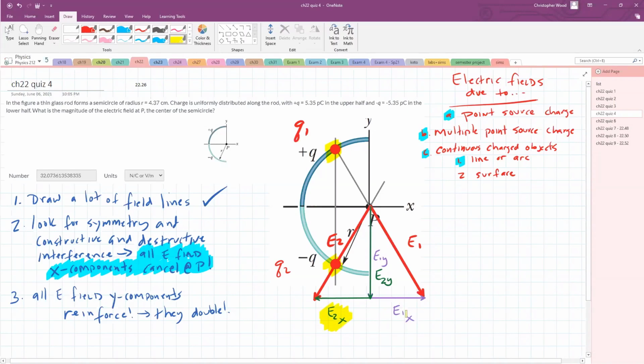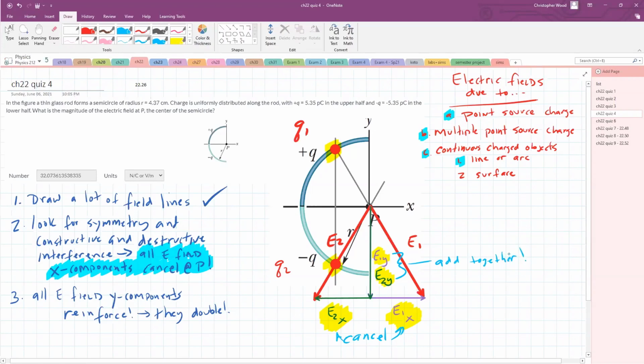Now I think it's easy to see how this X component from source charge 2 is opposite and equal to this X component from source charge 1. So again, they destructively interfere. They cancel. But on the other hand, source charge Q1 produces that Y component, and source charge Q2 produces this one. And this is why they constructively reinforce. These add together. All right, so lots of time spent on that.